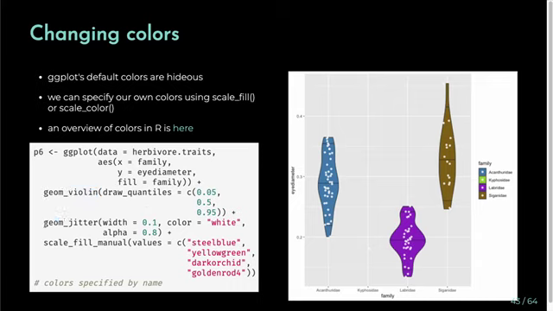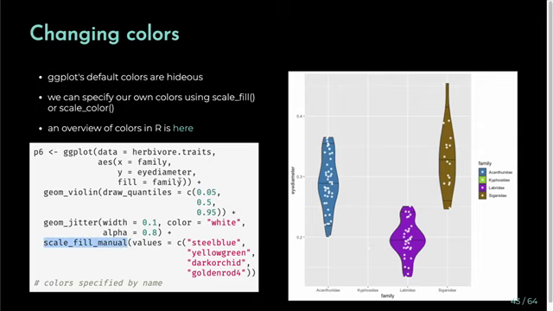Then we're adding a geom jitter right here for the raw data. This is the CINA plot I mentioned earlier. We're specifying the points to be white, just because we can. And then we're also making them slightly translucent with an alpha of 0.8. And then here's where the magic happens.